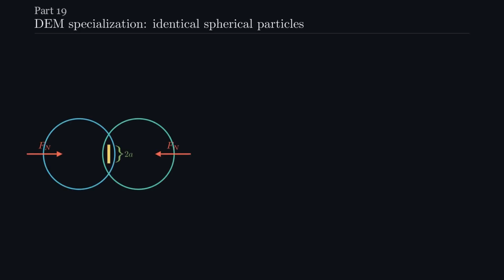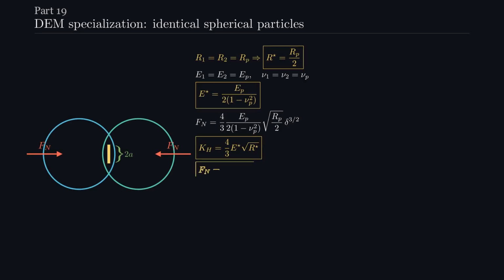For two identical DEM particles, the effective radius is Rp over 2. The effective modulus is Ep over 2 times 1 minus nu p squared. Therefore the DEM Hertz force can be written as kh delta to the 3 halves, where kh equals 4/3 E star square root R star. The coefficient has units of newtons per meter to the 3 halves.